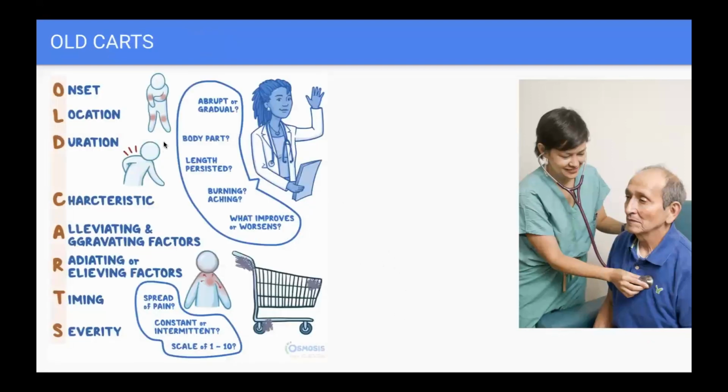A way to remember this is a mnemonic. We use OLD CARTS. If you were here 2 weeks ago, I love Osmosis. This is non-sponsored, but Osmosis, please sponsor me. It's a great website for learning how to take histories about patients, and I also used it a lot during medical school for the pathologies. They have cute little animations and they're always really pretty. So we like to ask OLD CARTS: onset, location, duration, characteristic, alleviating and aggravating factors, meaning what makes it better, what makes it worse.